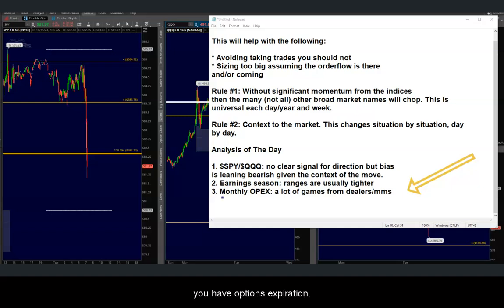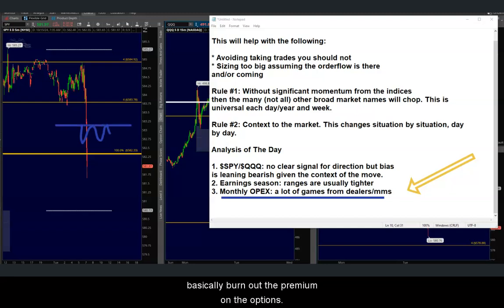Okay. On Friday, you have options expiration. If you're not familiar with why this matters, I'll give you a quick tutorial. You can do your own research on it. There's a lot of games that are played. The dealers and market makers will move certain stocks and hold them sideways sometimes to basically burn out the premium on the options. Some stocks will pin, something called pinning in the business. A lot of games are played.